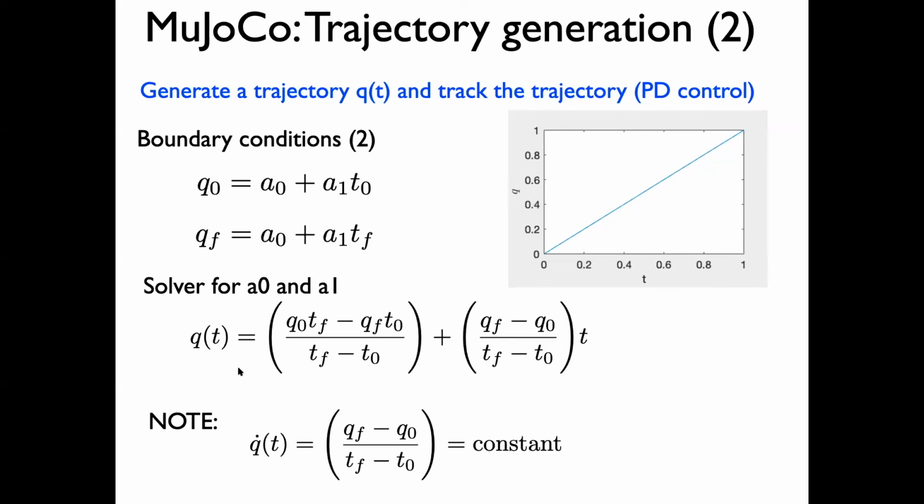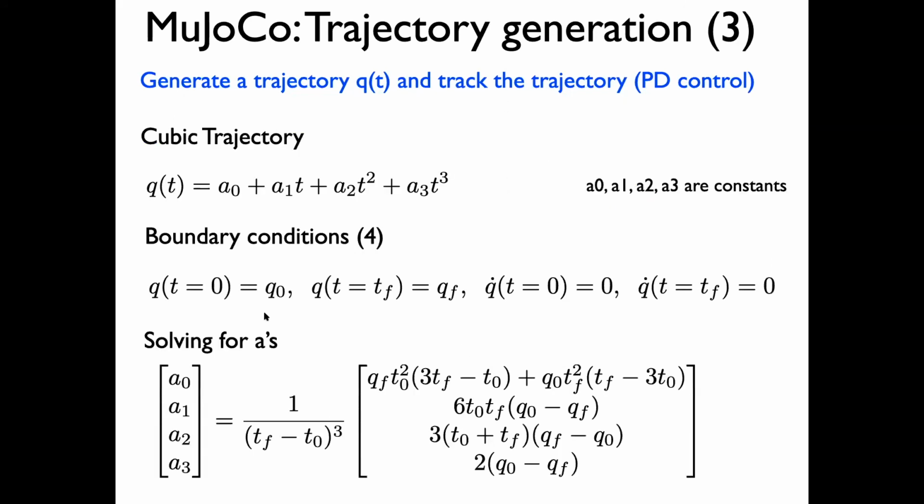So for that, what we need to do is define a cubic profile. Okay, so Q of t is A0 plus A1t plus A2t squared plus A3t cubed. Here we have four unknowns, A0 all the way to A3. Now we can specify four boundary conditions. Two would be for angles. So Q at time T0 equals Q0.